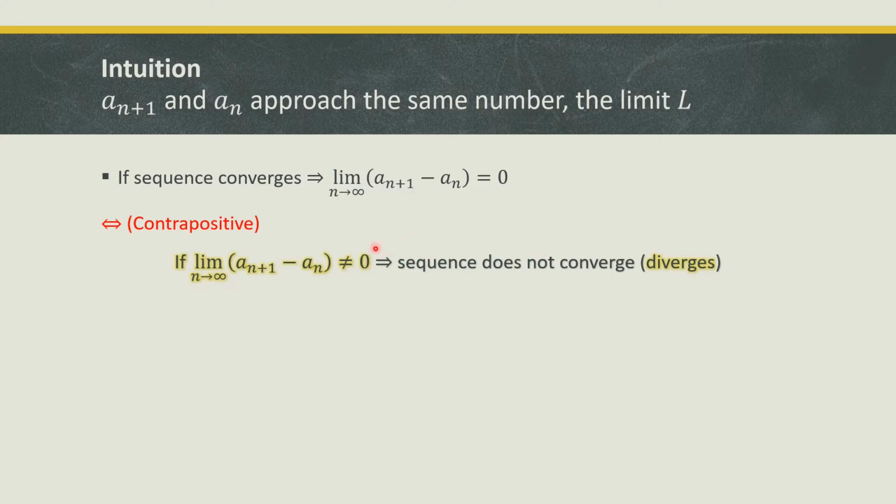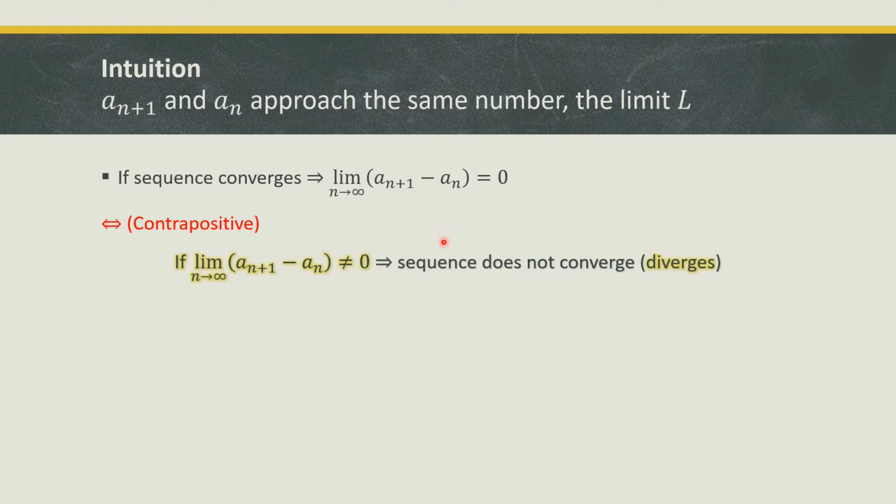However, the contrapositive looks much more useful because now we are told that if we know this fact, we can make this conclusion of divergence. Therefore, this is a divergence test, a test for divergence. So we will just need to compute the difference between two consecutive terms and get the limit. And if that limit is not equal to 0, then we are told that we can conclude that the sequence is divergent. So this is useful as a test.